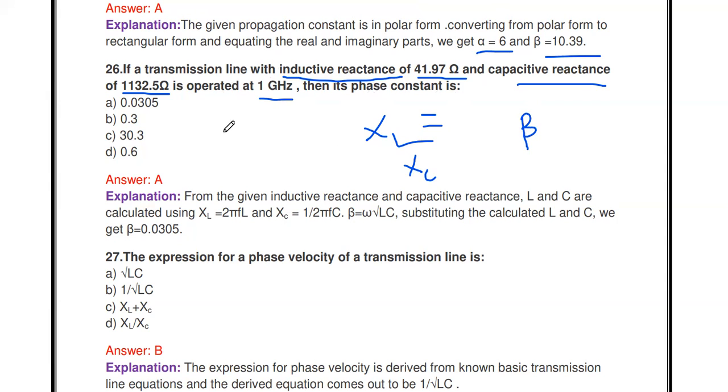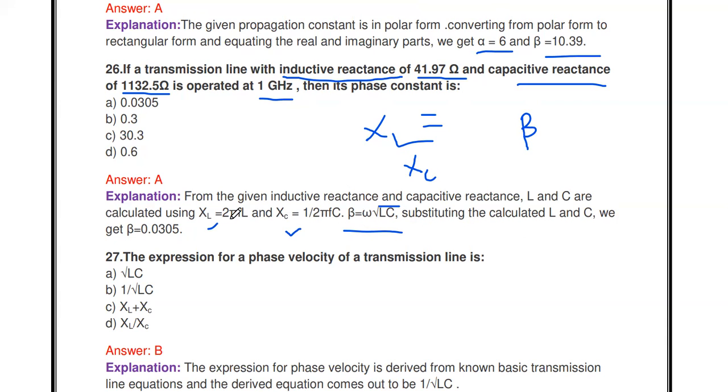So you know the formula for beta in terms of L and C. What is the formula for the phase constant beta? Beta equals omega into square root of L into C. Omega is expanded as 2 pi f. So f is given as 1 giga, and giga means 10 to the power 9. Then in order to calculate beta, we have to find L and C. But here L and C are not given; XL and XC are given.